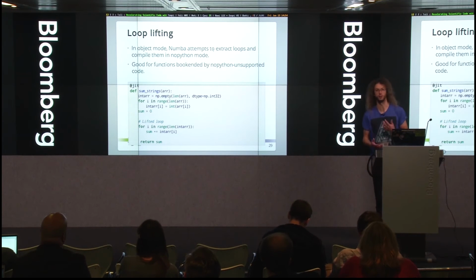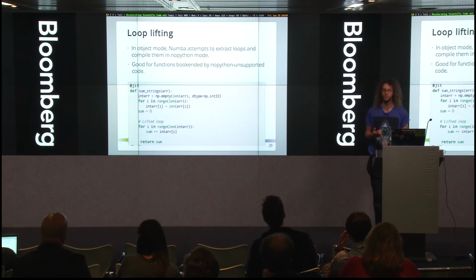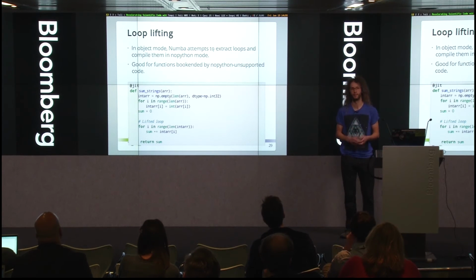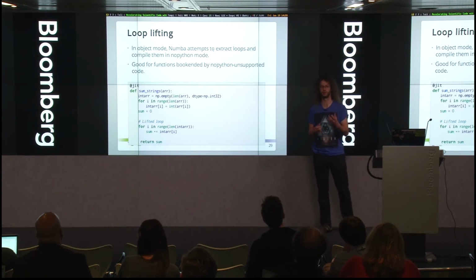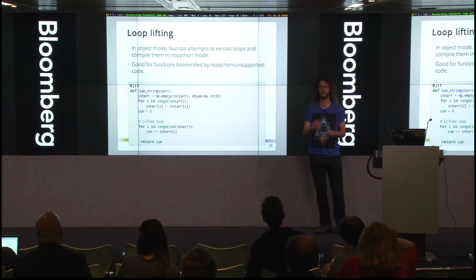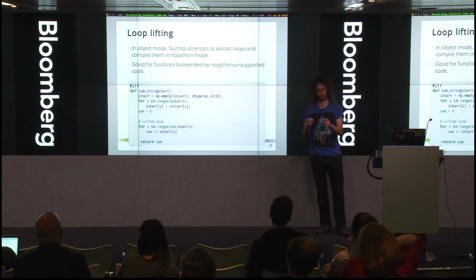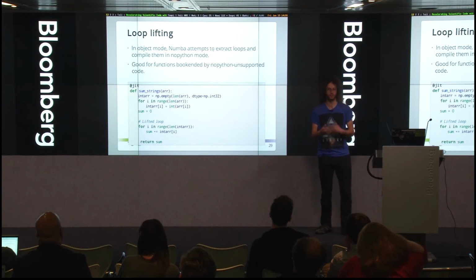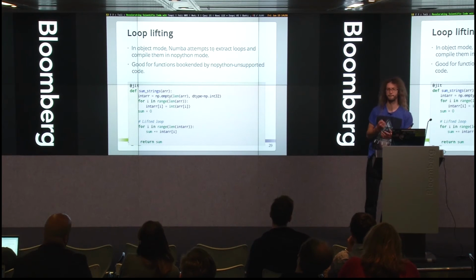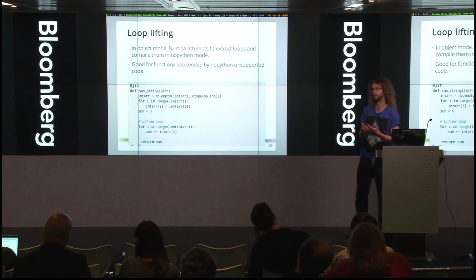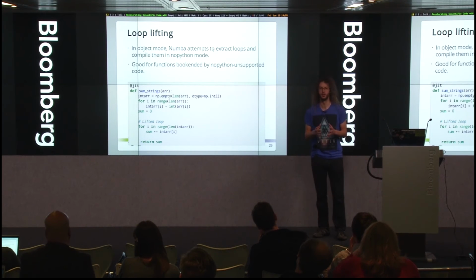Some functions you just can't compile in nopython mode because you'll have some types or functions that are unsupported that you need to be there. That doesn't necessarily mean that everything's lost. Even when you're compiling in object mode, Numba will look for loops that only use nopython compatible types, and then it will lift them out into a separate function and compile them in nopython mode. So this can work well for functions where you might have some kind of allocation or conversion at the beginning that can't be compiled in nopython mode, but the bulk of the work gets done inside an inner loop that is compatible with nopython mode.